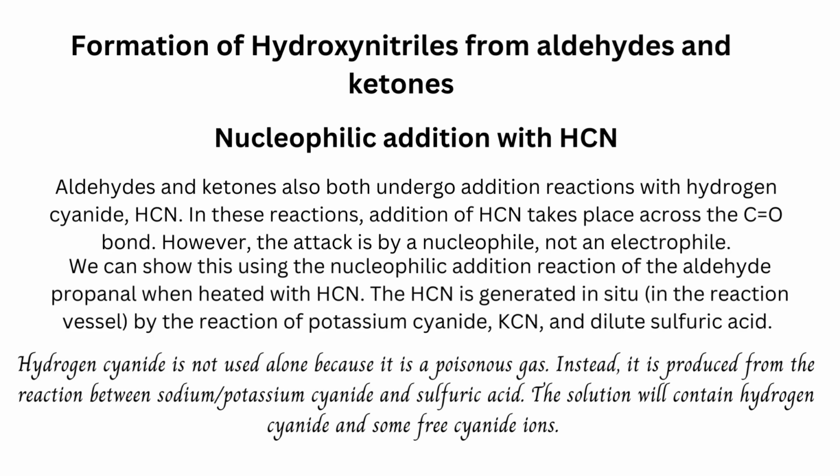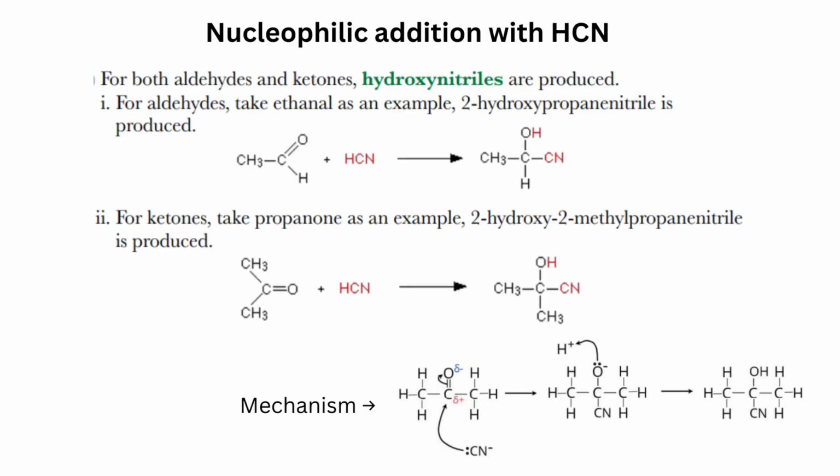The HCN is generated in situ, that means in the reaction vessel, by the reaction of potassium cyanide, KCN, and dilute sulfuric acid. Hydrogen cyanide is not used alone because it is a poisonous gas. Instead, it is produced from the reaction between sodium or potassium cyanide and sulfuric acid. The solution will contain hydrogen cyanide and some free cyanide ions. The reaction is shown here.